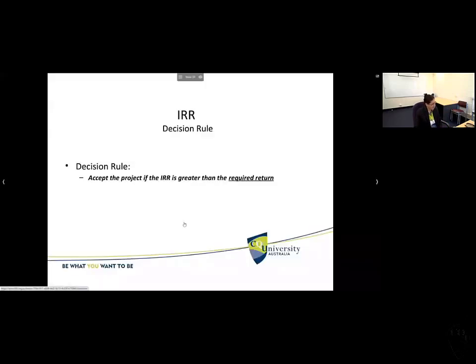So I'll put this on the next slide because that's important. The decision rule is you only accept investments that have an internal rate of return greater than your required rate of return, and you make that up for your scenario in your company.